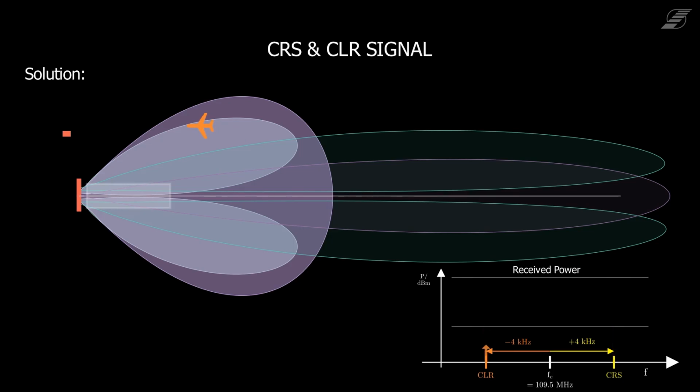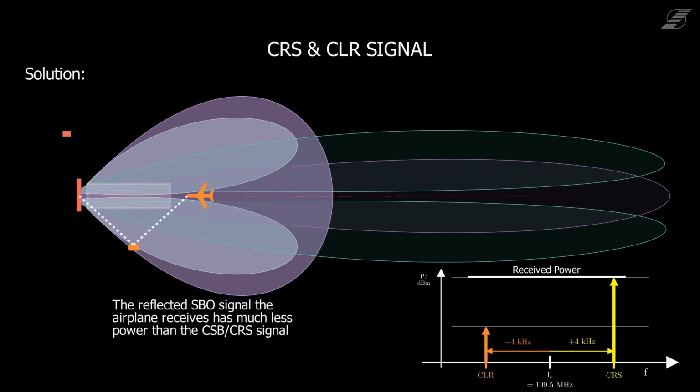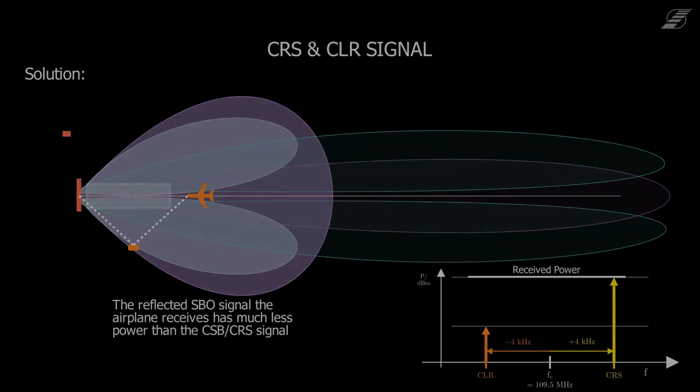The closer the aircraft gets to the center line, the greater is the power it receives from both signals, with the course signal being a lot stronger than the clearance. Due to the different power levels of the course and clearance system around the center line, the aircraft receiver only picks up the less disturbed course signal, while the reflections of the clearance signal will now be suppressed by the course system on the center line.